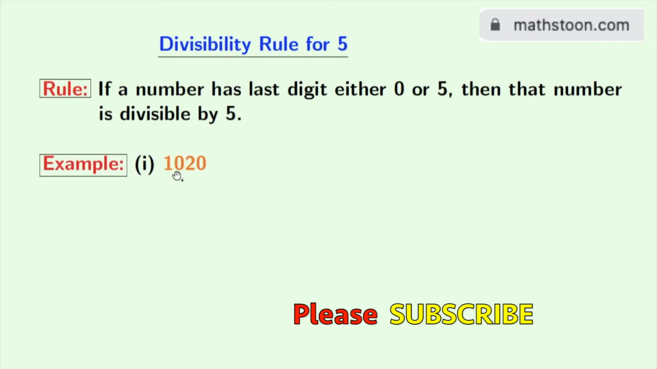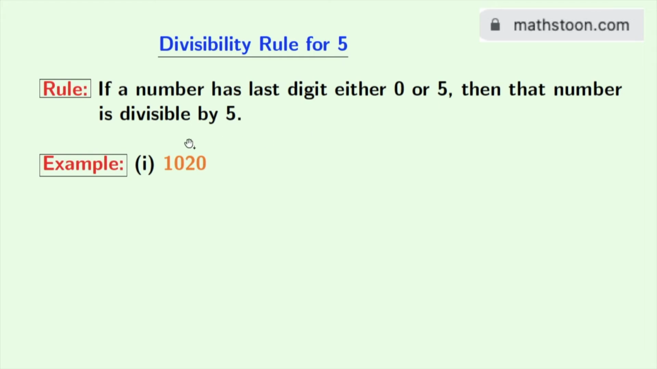Firstly, we have taken 1020. See that the unit digit of this number is 0. So, according to this rule, this number will be divisible by 5.